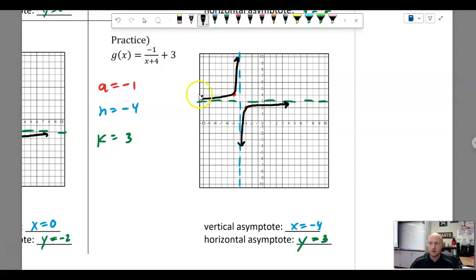But here is what it looks like. Make sure your graph does not look like L's, okay? No 90-degree angles, and did you approach your asymptote? You shouldn't cross over them, okay?